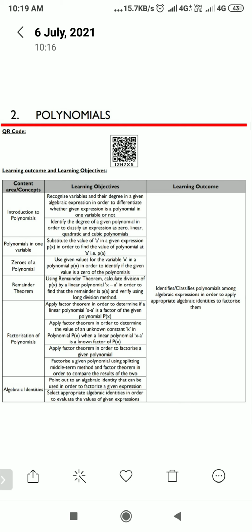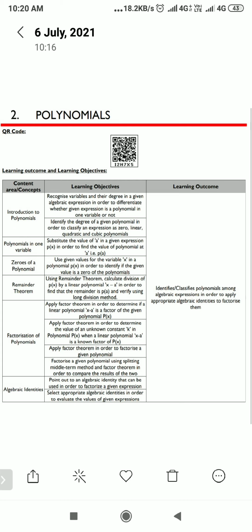Next is to factorize a given polynomial using the splitting middle term method and the factor theorem in order to compare the results of the two. Next, point out the algebraic identity that can be used in order to factorize a given expression. And the last, you have to select appropriate algebraic identities in order to evaluate the values of a given expression.